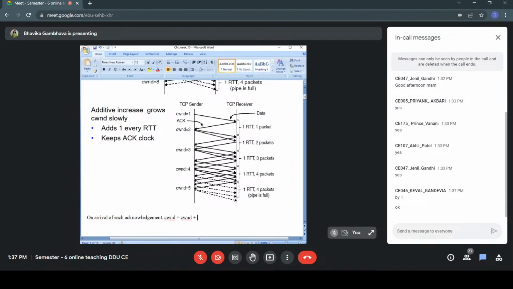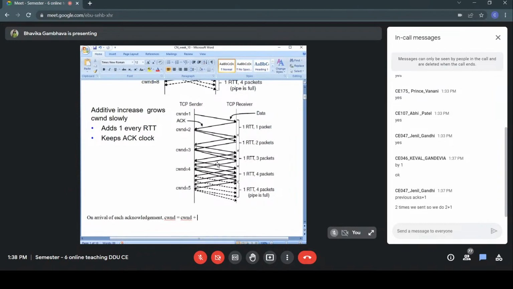So can anyone tell me, what do you mean by previous acknowledgements plus 1? Let us say we are at this stage, sorry, at this one where the cursor is. The congestion window is 3. So in the normal circumstances, I'll be getting 3 acknowledgements.